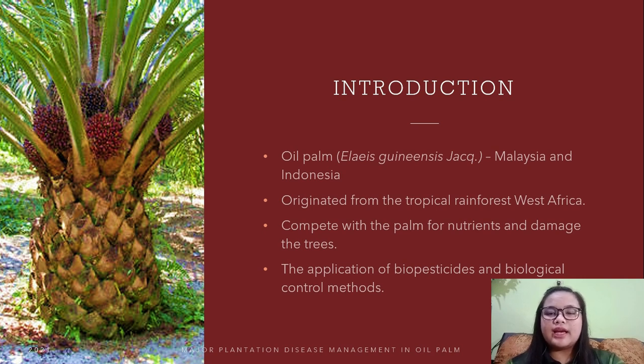The crop yield can decline severely when affected by pests and disease that compete with the palm for nutrients and damage the trees. To suppress these attacks, the application of biopesticides and biological control methods are favored by sustaining the predators and parasitoids as well as pheromone trapping.